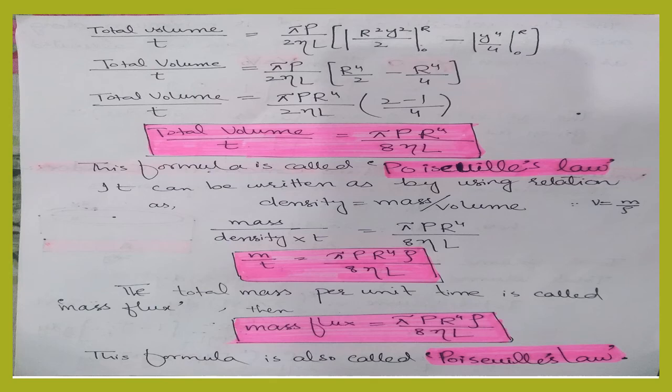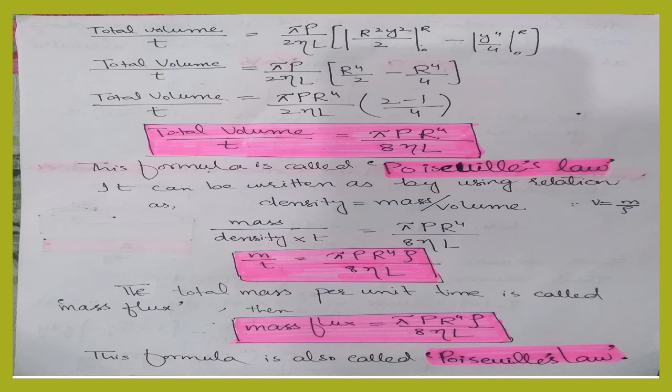Substituting the limit, we get total volume over t is equal to pi p over 2 eta L into r power 4 divided by 2 minus r power 4 divided by 4. Taking r power 4 common on the right hand side and taking the LCM, we get 2 minus 1 over 4. Then solving this equation, we get total volume over t is equal to pi p r power 4 over 8 eta L. This formula is called the Poiseuille's law.